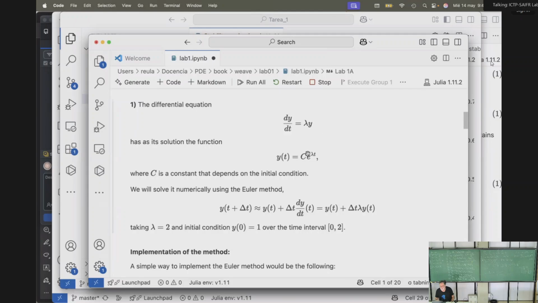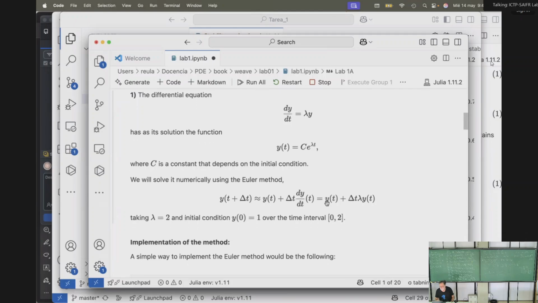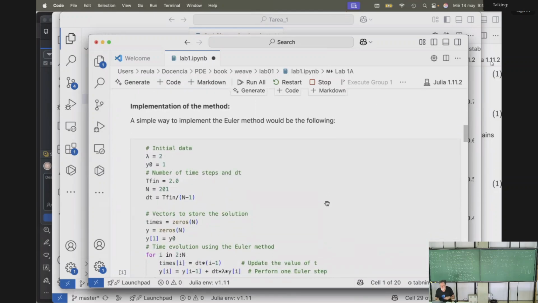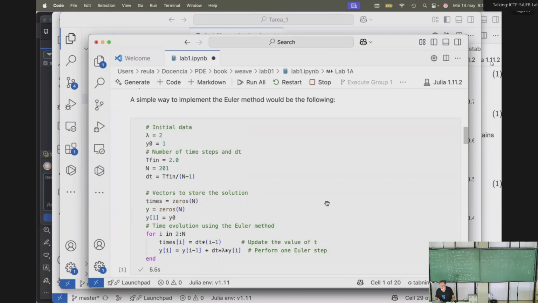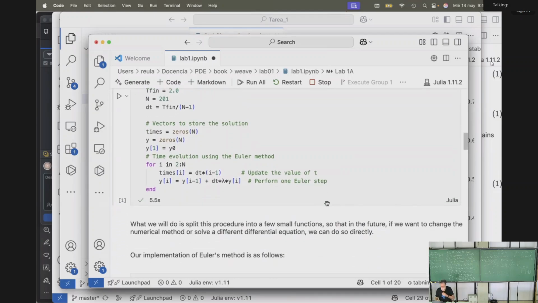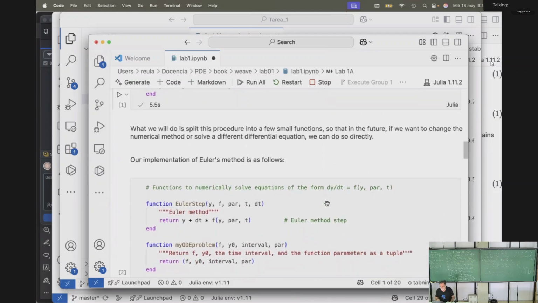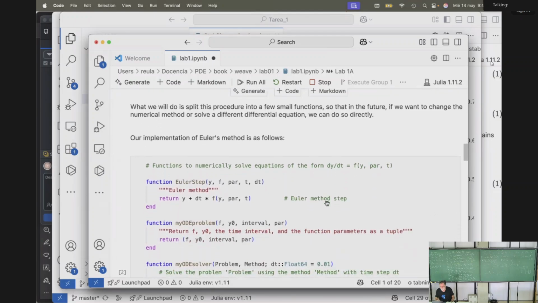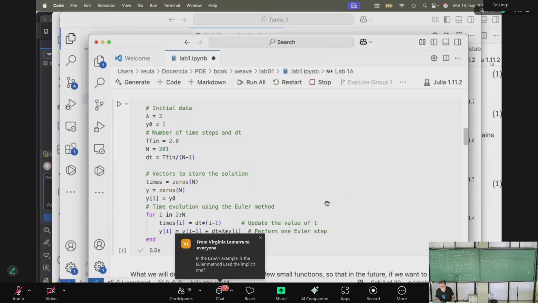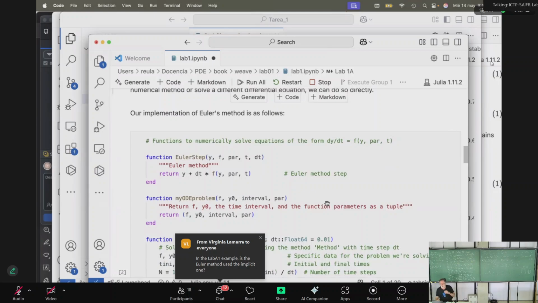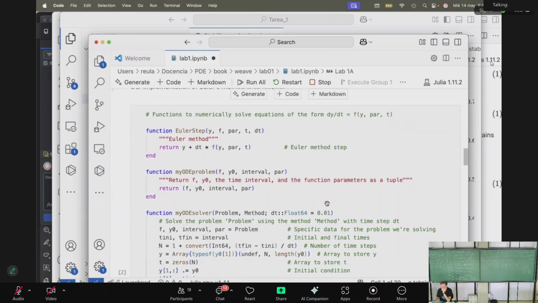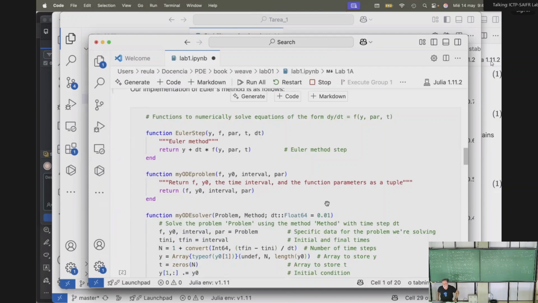So first you take the linear equation, solve it with Euler's method, and here is the implementation. Here you have a complete implementation of Euler. So this we give you. And then we do it more in the same way that I showed you, just with the library, so that you get used to this.